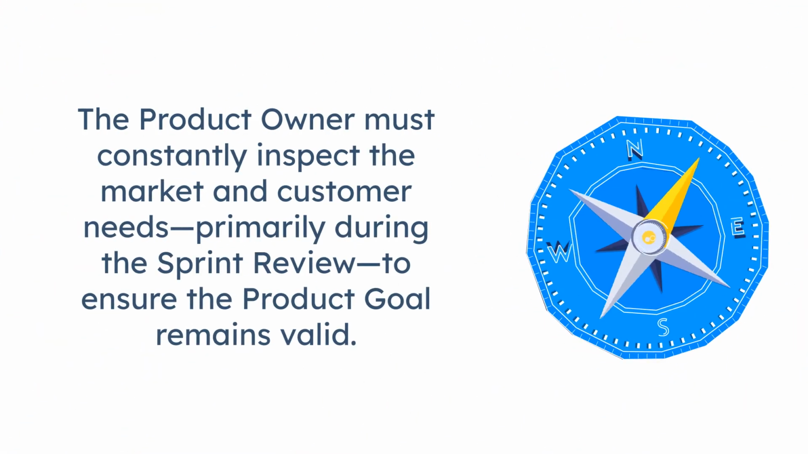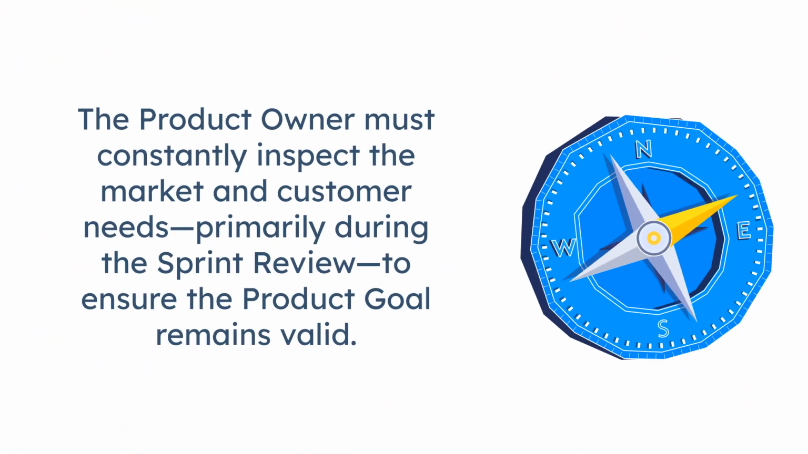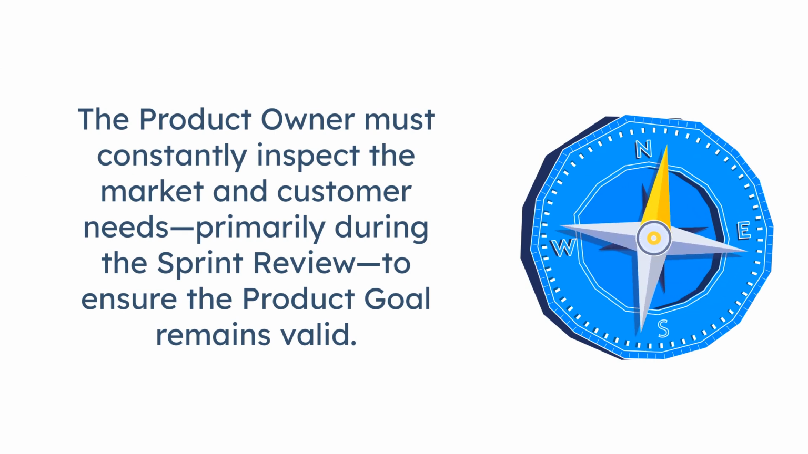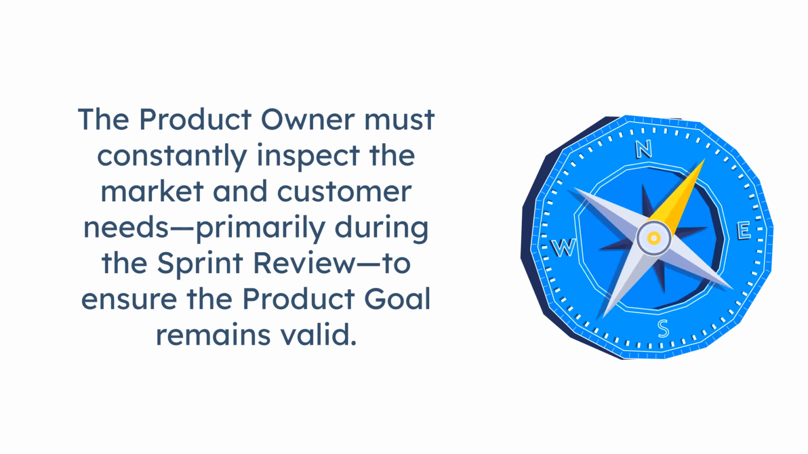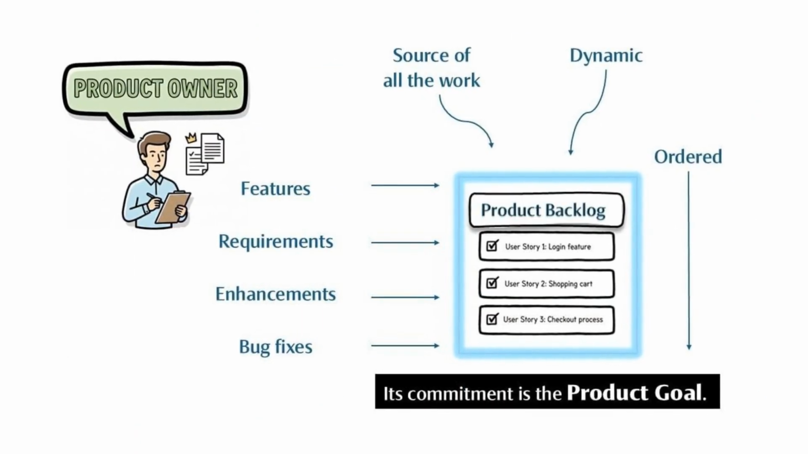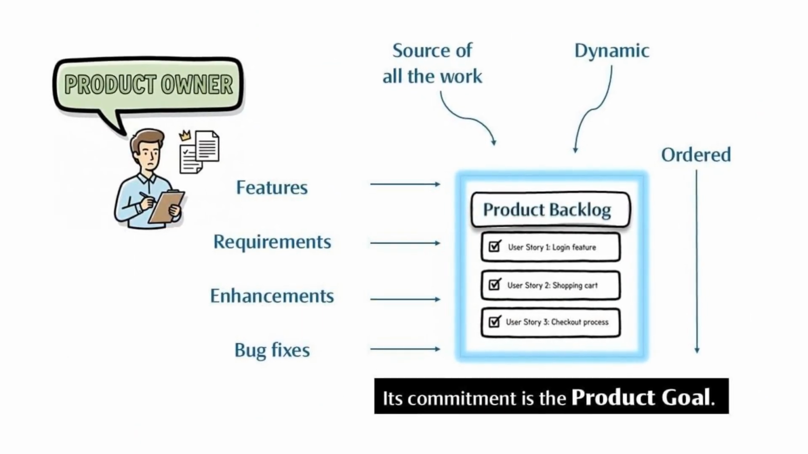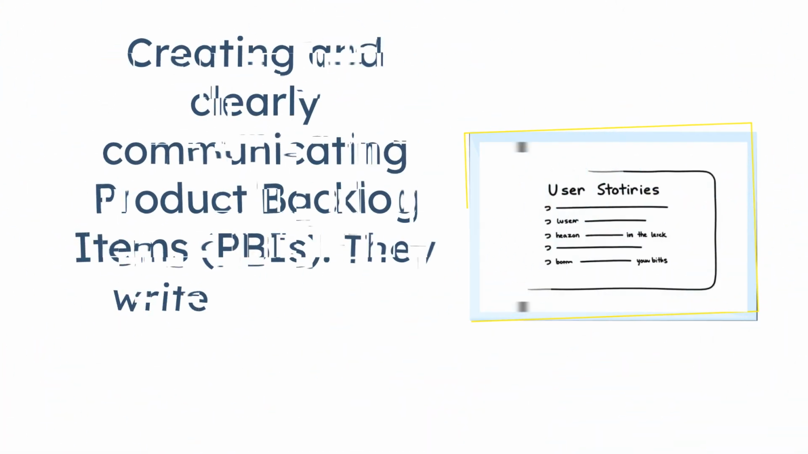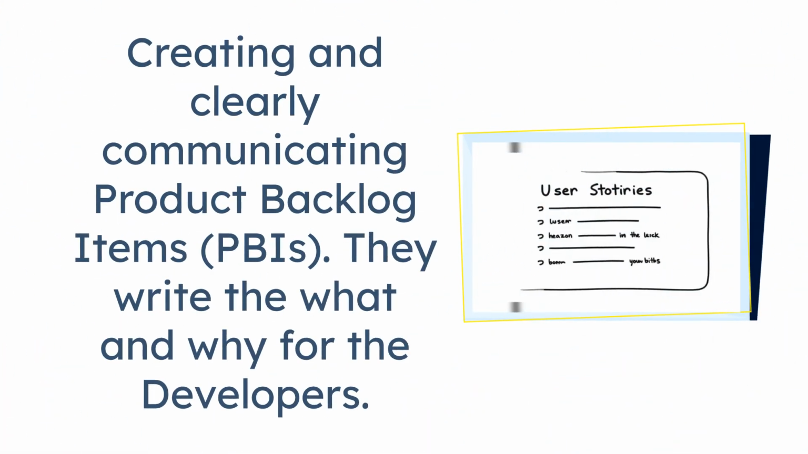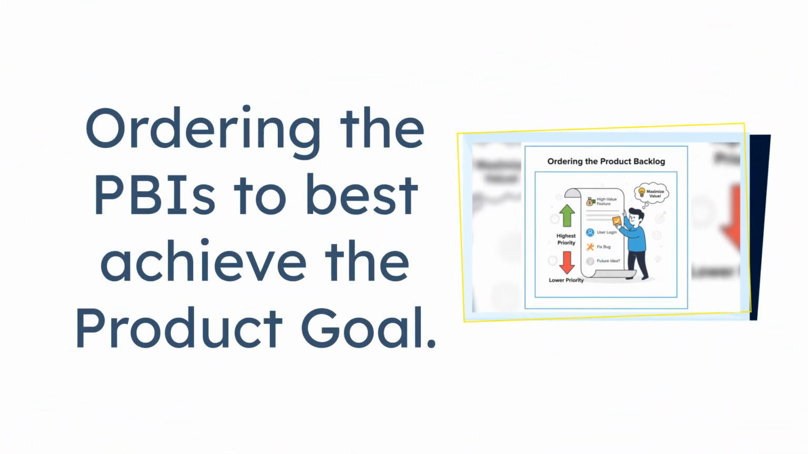The product owner must constantly inspect the market and customer needs, primarily during the sprint review, to ensure the product goal remains valid. The product owner is accountable for the product backlog, creating and clearly communicating product backlog items, PBIs. They write the what and why for the developers. Ordering the PBIs to best achieve the product goal. Ordering is the PO's secret weapon.